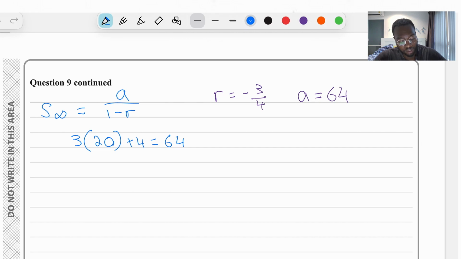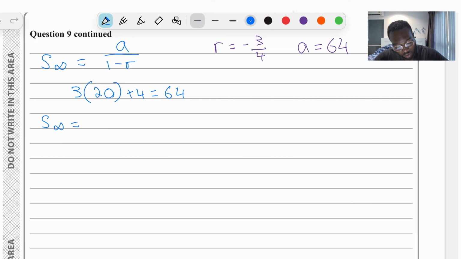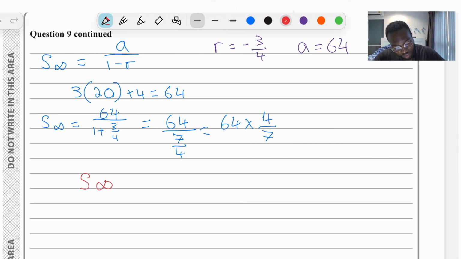Then our S to infinity is simply going to be 64 over 1 minus minus 3 over 4. So it's 1 plus 3 over 4. So that is 64 over 1 plus 3 over 4. That is 7 over 4, which is 64 times 4 over 7. Therefore, our answer, our sum to infinity, this converges at 256 over 7, okay? And you can leave your answer as that. The sum to infinity would be 256 over 7.